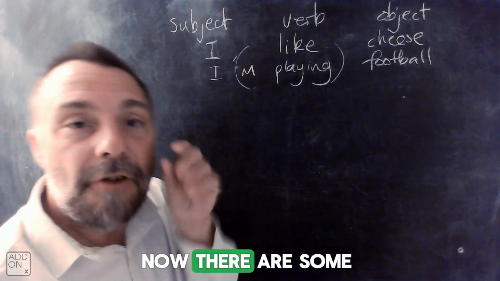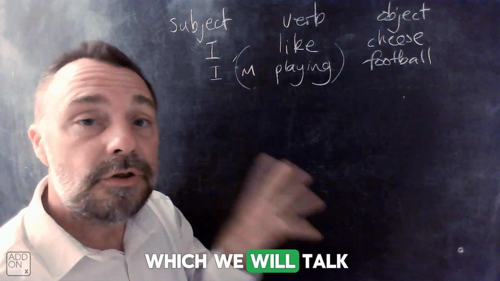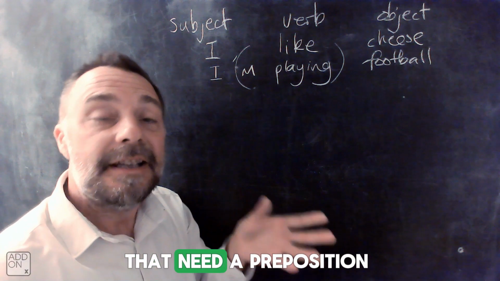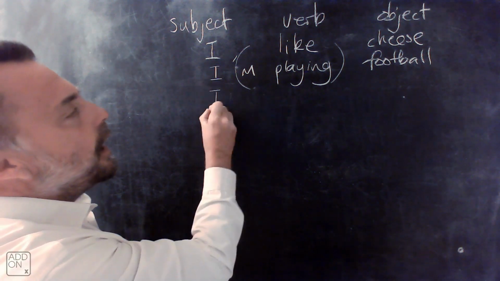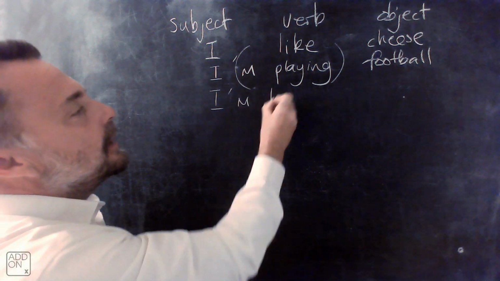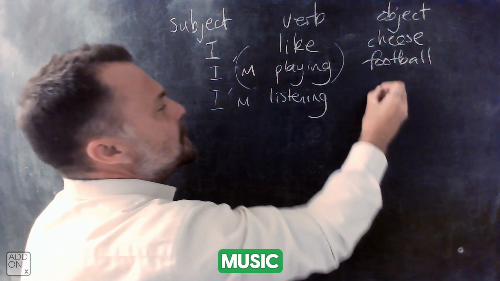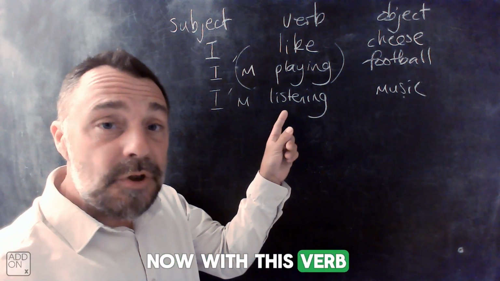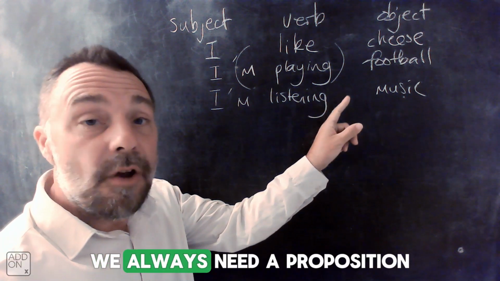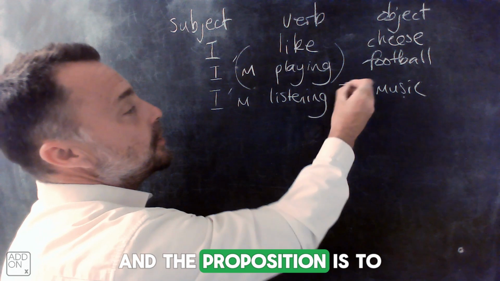Now, there are some very special verbs, which we will talk about today, that need a preposition. So, for example, I'm listening to music. Now, with this verb, to listen, we always need a preposition, and the preposition is to.